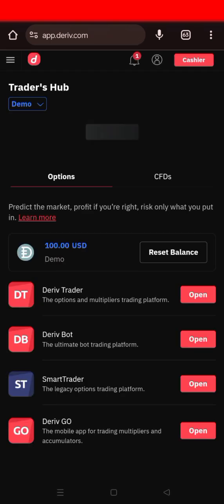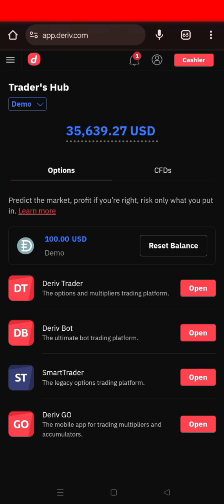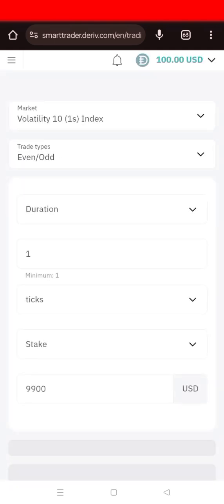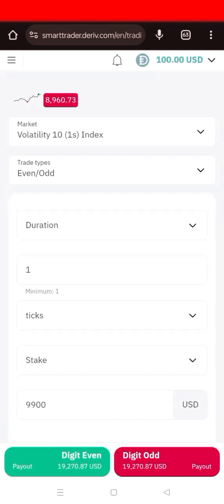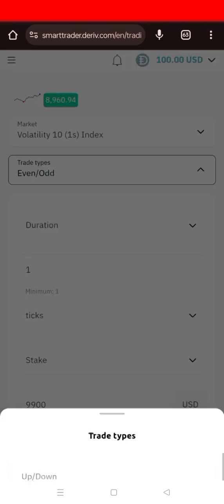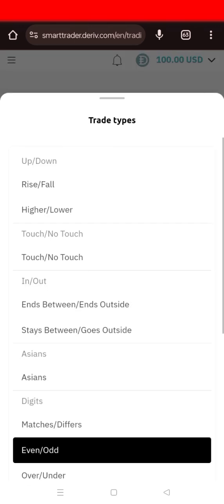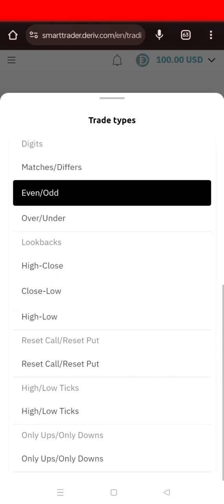You just go to your Traders Hub, and then we will be using the Smart Trader, which is in this section below. The second last part called the Smart Trader, that's where you click, and then after you click open, you will get into such a platform. So you have to change everything. From the Volatility 10 (1s), then put the touch no touch, and after you change the contract type to touch no touch, the idea now is very simple.